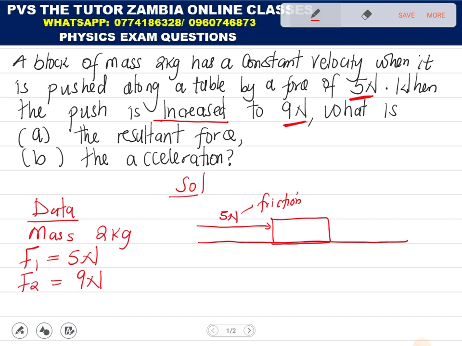What else do we have? We don't have the acceleration. We also do not have the resultant force. That is what you are looking for there.